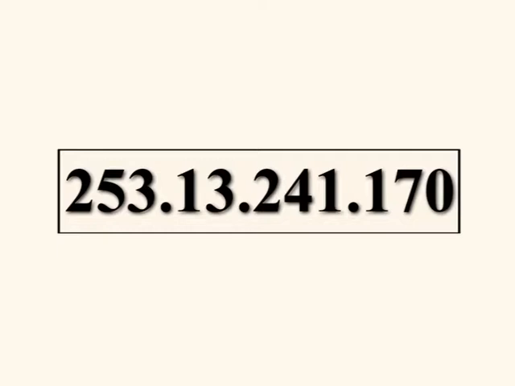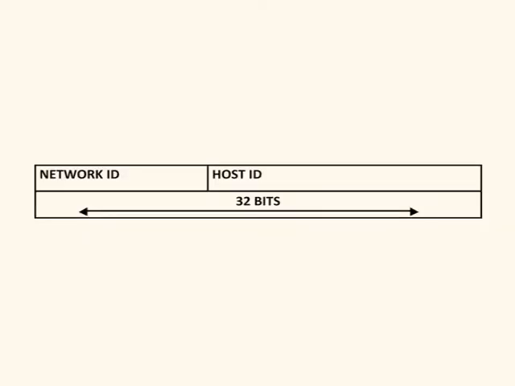Each octet can have a maximum decimal value of 255 and a minimum decimal value of 0. This is because by using 8 bits we can have a maximum value of 255 and a minimum value of 0. The same IP address shown in binary can be written as shown on the screen. Every IPv4 address has two parts. One is the network ID or net ID that identifies the network to which that IP address belongs, and the second is the host ID that uniquely identifies the host on the network.